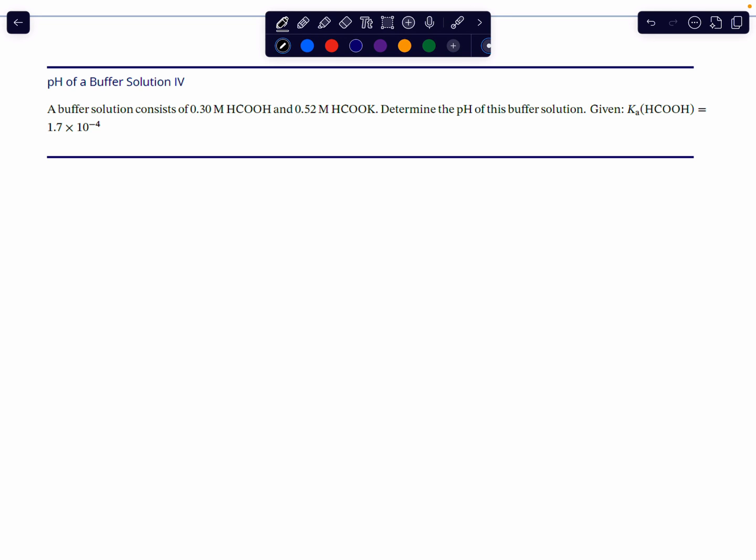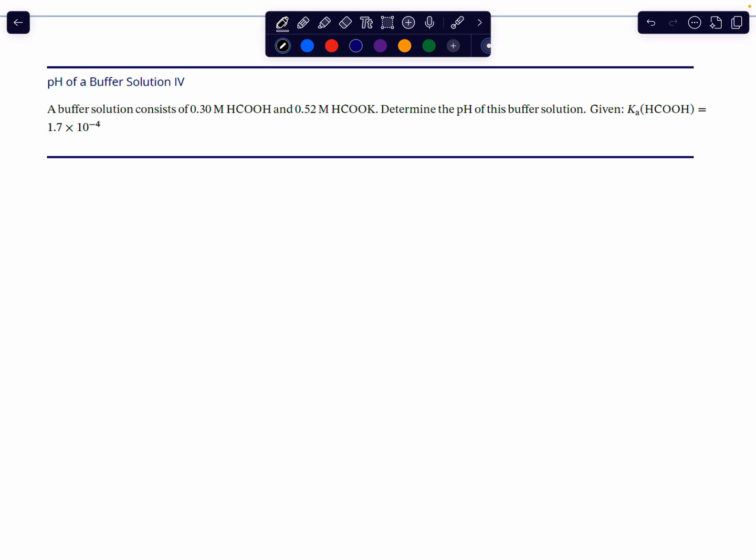Hello everyone, so let's continue with some buffer solutions and calculating their pH. And we have another example here where it says a buffer solution consists of 0.3 molar formic acid and 0.52 molar potassium formate. Determine the pH of this buffer solution given that the Ka of formic acid is 1.7 times 10 to the negative 4.